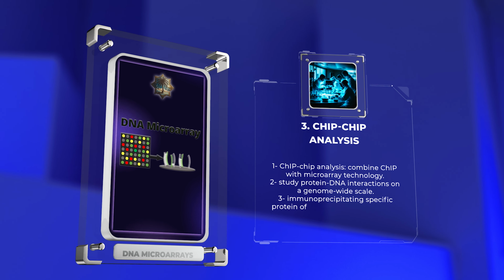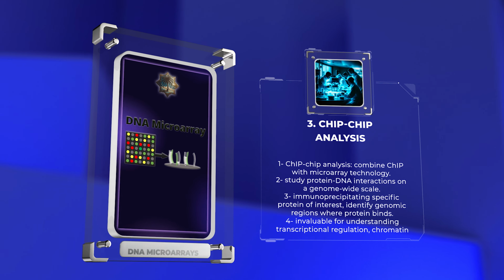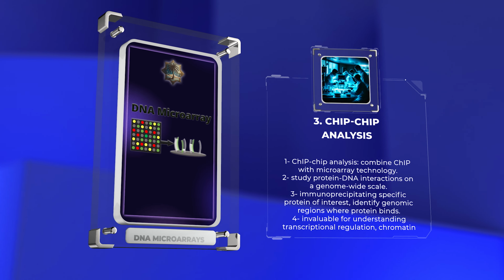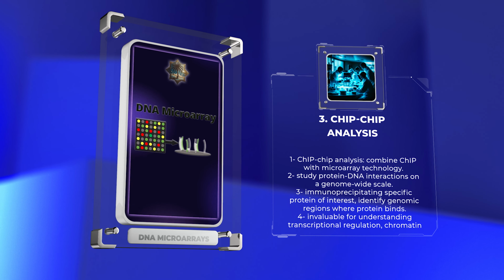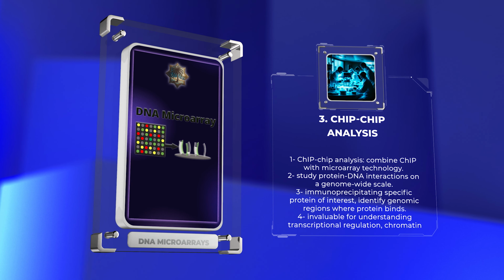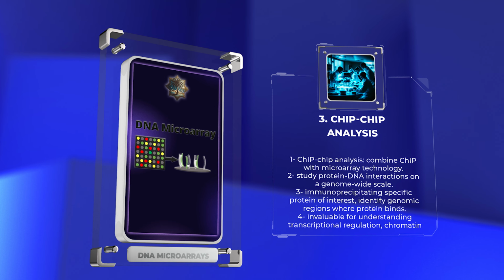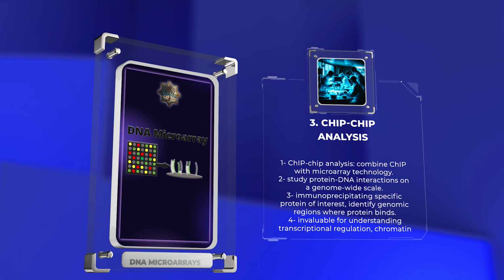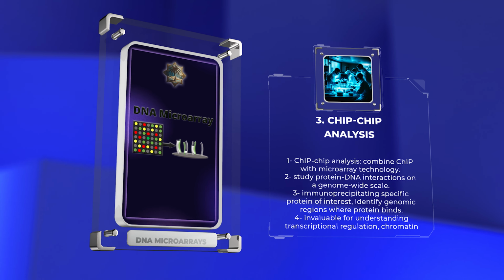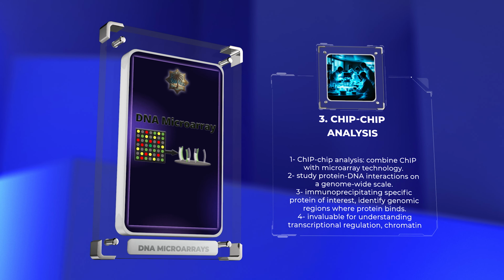ChIP-chip analysis combines chromatin immunoprecipitation, ChIP, with microarray technology to study protein-DNA interactions on a genome-wide scale. By immunoprecipitating a specific protein of interest and hybridizing the associated DNA fragments onto microarrays, researchers can identify the genomic regions where the protein binds. This technique is invaluable for understanding transcriptional regulation and chromatin structure.